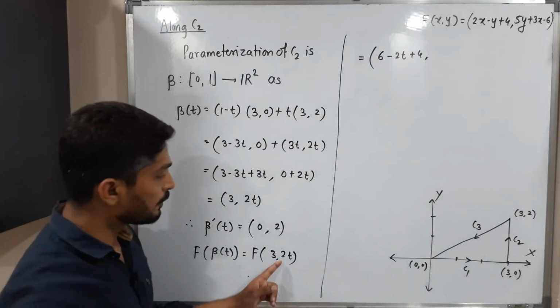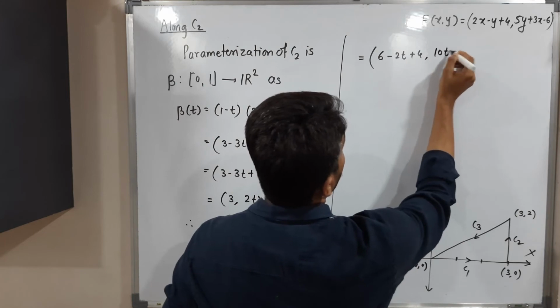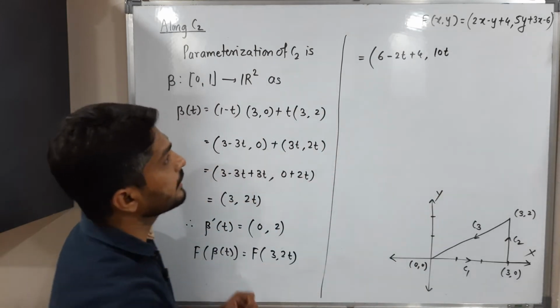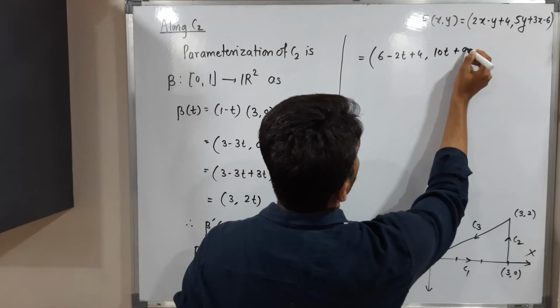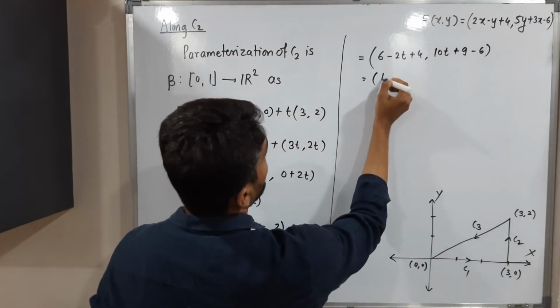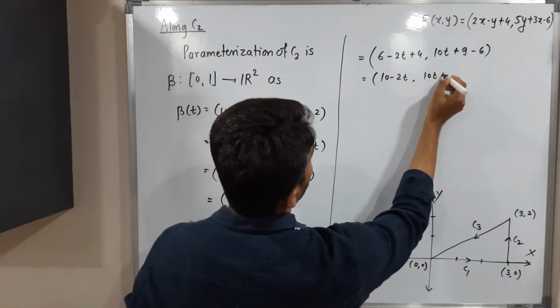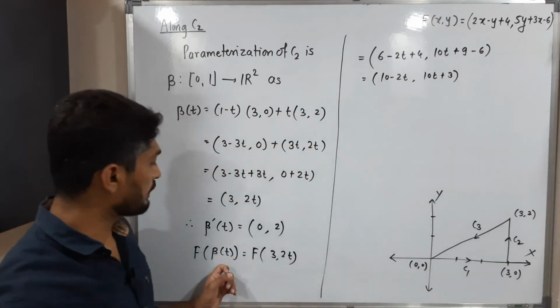Y. What is the value of y? 2t. So 2t into 5, 10t. Value of x? 3. So 3 into 3, 9, minus 6. Okay. So let us simplify it. It is 10 minus 2t and this is 10t plus 3. So this is the value of f of beta of t.